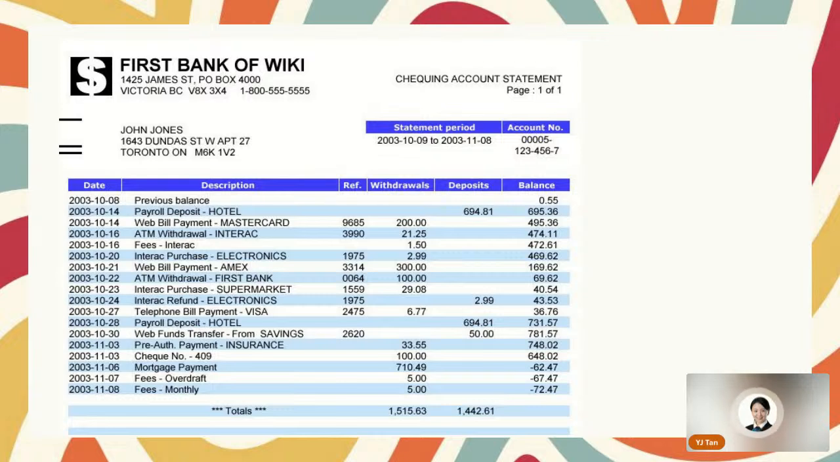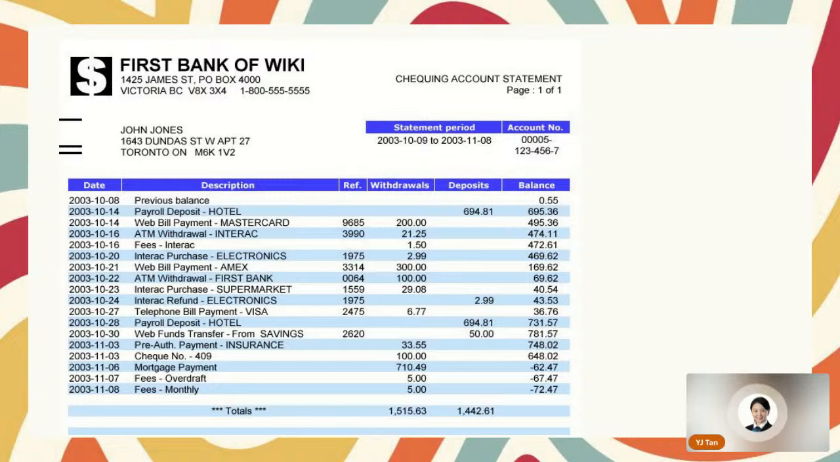So first of all, let us have a look at a bank statement. Let me introduce what a bank statement is to you. As you can see, this example is from First Bank of Wiki. This is the bank name, and the company is called John. On the left, you can see it is from John. And on the right, you will see the statement period. It tells you exactly, this is October 9 until November 8, 2003. This is the period of time of this particular bank statement.